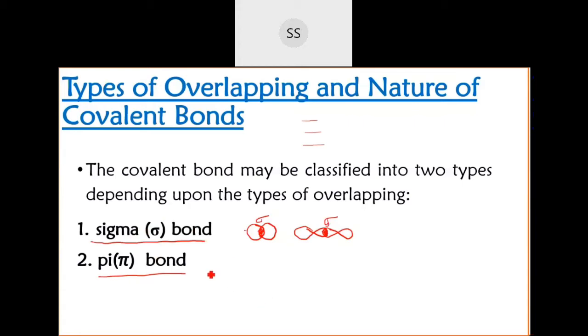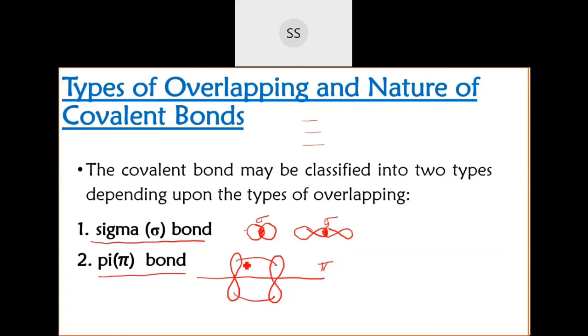Now what is pi bond? Pi bond means the overlapping happens perpendicular to the axis. If I take one orbital in this direction and another orbital, it is perpendicular to the axis. If two orbitals fuse like this, then such a bond will be called a pi bond. These two together fusing lead to one pi bond. That you need to keep in mind.